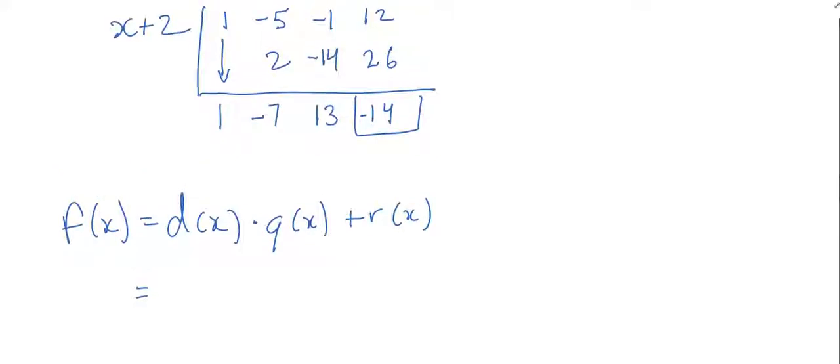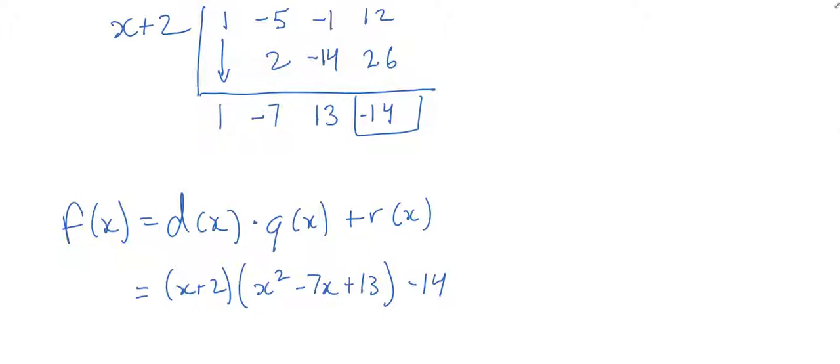D of x is x plus 2. Q of x is 1x squared minus 7x plus 13. And my remainder is in the box. We put it in a box to remind ourselves that it's the remainder and to sort of take note of it. And it turns out in a couple of days when we start using this, what the remainder is a big deal.